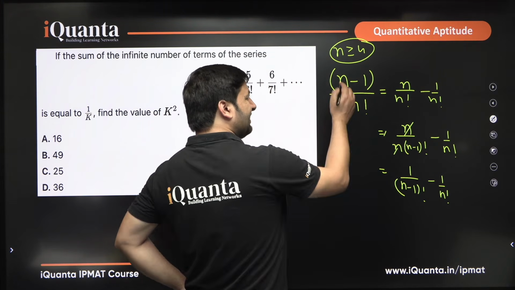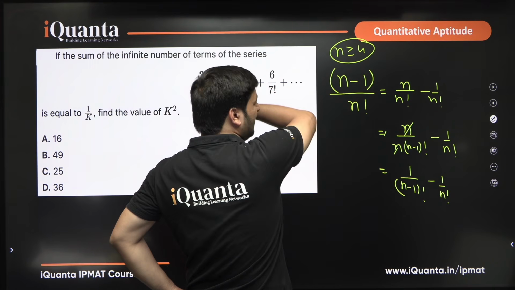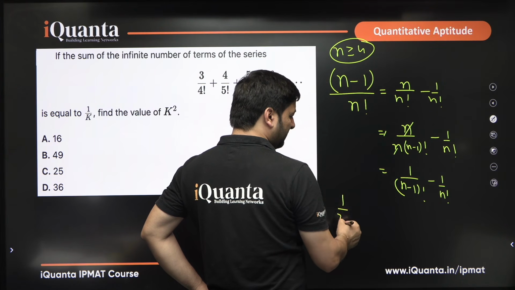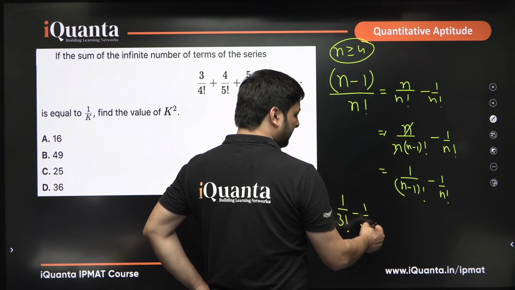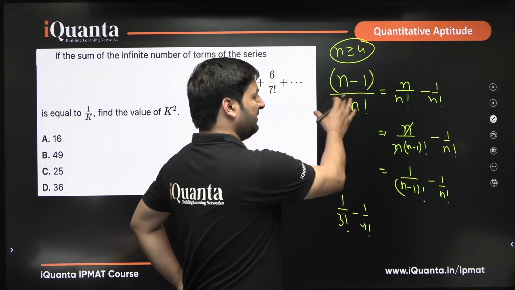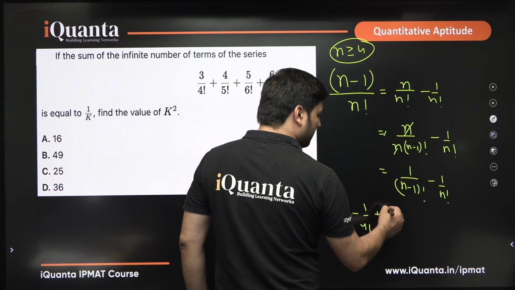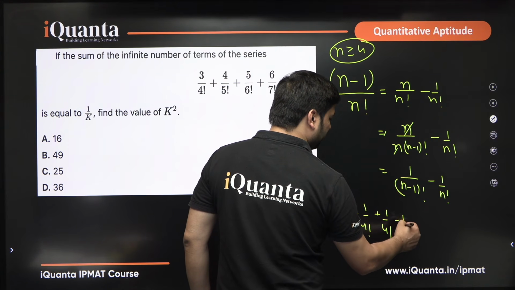So, now if I start with 4, because obviously we can start with 4 over here, right? If I start with 4, what are the terms that I will get? 1 upon 3 factorial minus 1 upon 4 factorial. So, n equal to 4 has been put. Now, put 5. So, we will get plus 1 upon 4 factorial minus 1 upon 5 factorial.